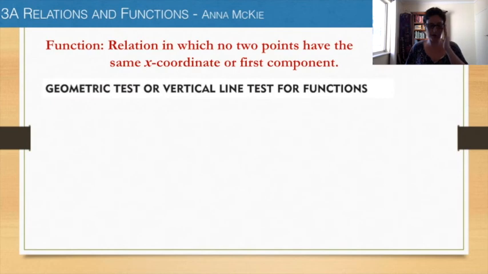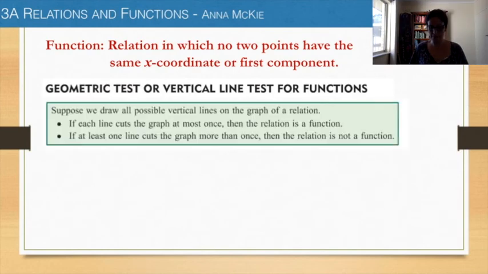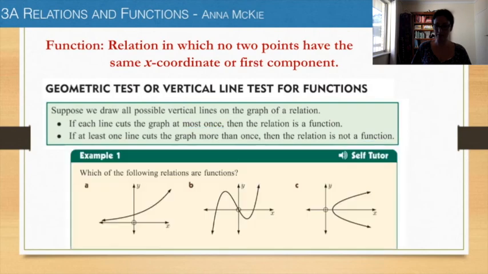And the classic is called the vertical line test for functions. So that's done visually. The definition here: if we were to draw vertical lines on the graph, cutting through the graph, if each line cuts the graph at most once, then we have a function. If at least one line cuts the graph more than once, then the relation is not a function. Let's have a look at some examples to make this really clear.